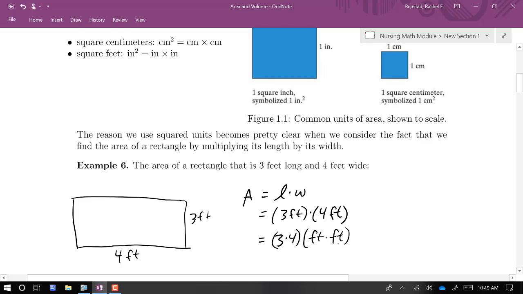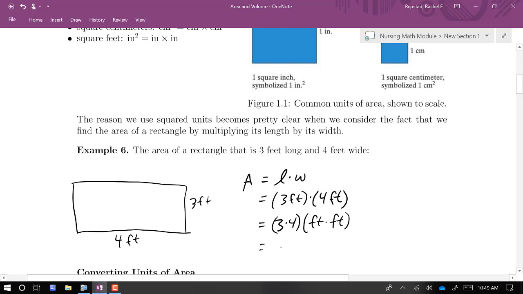We think of these feet as just these things attached to the numbers, but they're kind of like factors as well. Feet times feet is squared feet. So we get 12 square feet. So that's just a way to understand why we end up with squared units.